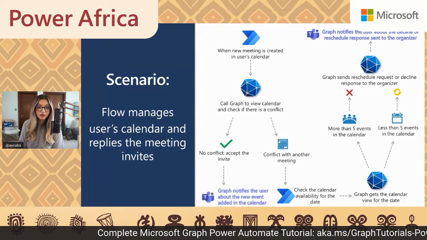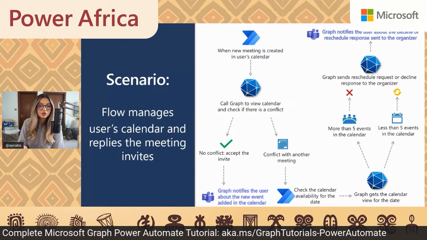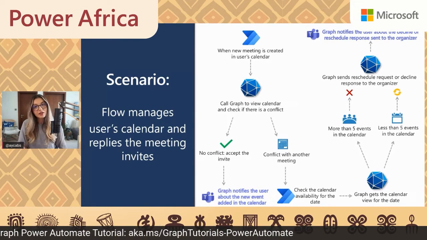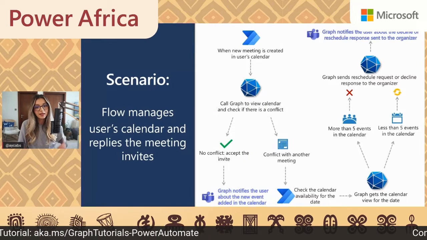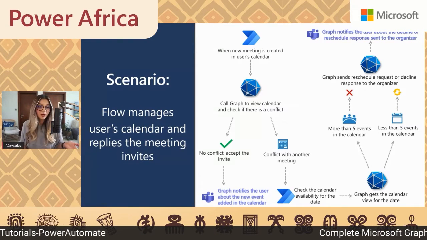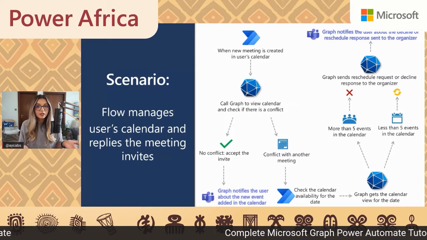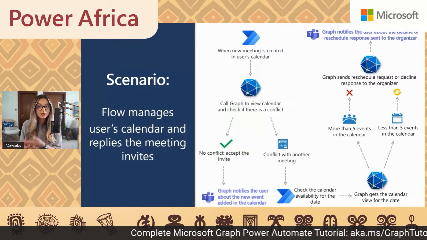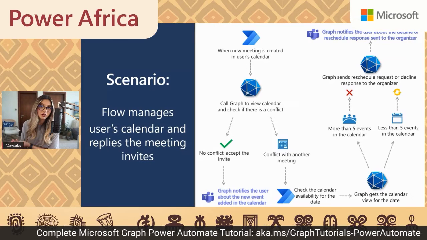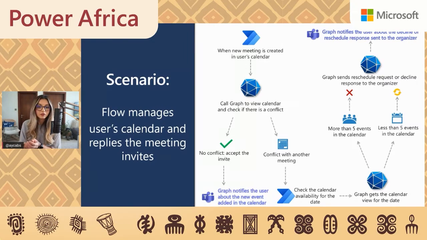So what we did here was, whenever there's a new meeting in the calendar, and this new meeting will be checked from Power Automate, not from the user, we call Graph to check the calendar, and we just see if there's a conflict. If there's no conflict, then we accept the invite. If it is in office hours, then we notify the end user saying that we accepted this invitation.